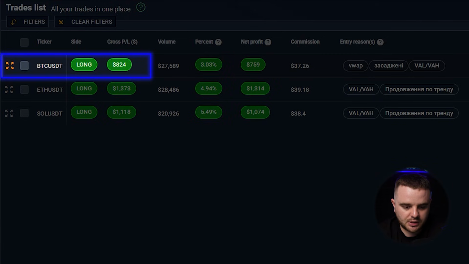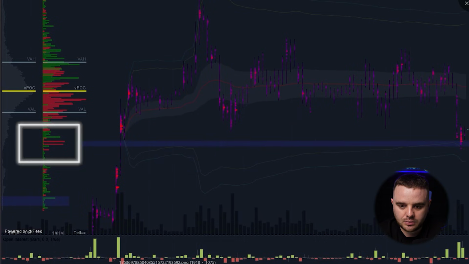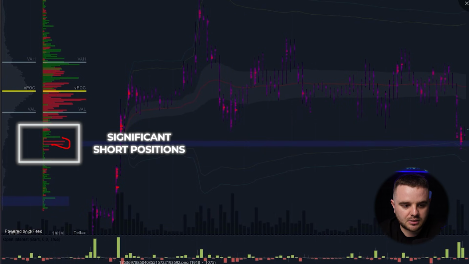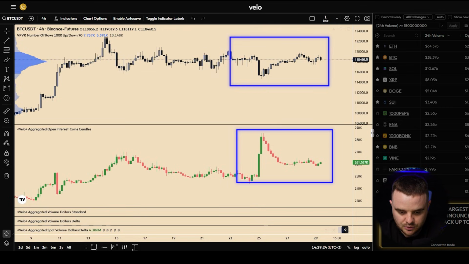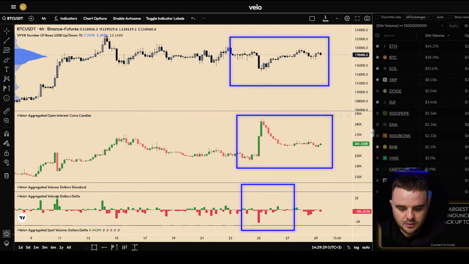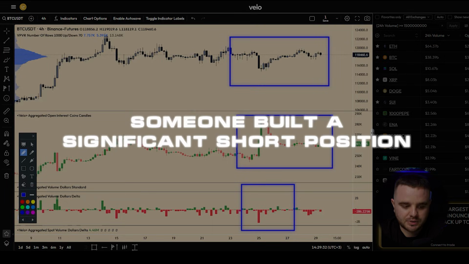What was the major idea here? Exactly at the low, someone built significant short positions. In many cases, when you see that open interest builds up so fast and dramatically with no result, and plus you have super negative delta, for you it's obvious that someone built a significant short position with market orders.